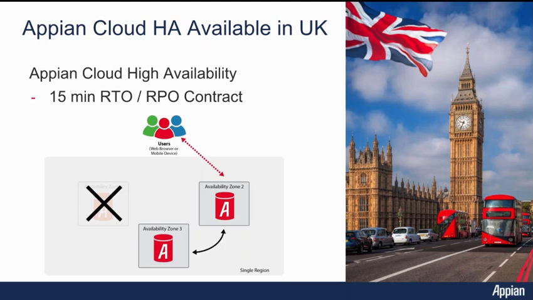This includes a 15-minute RPO contract. RTO stands for recovery time objective, which is the amount of time it takes to recover to full operations. Recovery point objective is recovering all the data, so all the data is back up and running exactly where you were before, no more than that. So the maximum time is 15 minutes. Actual failover is near instantaneous.